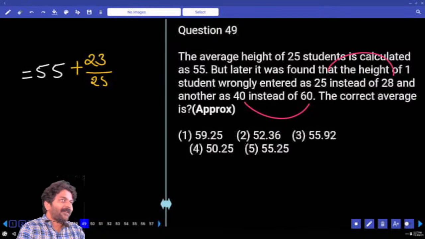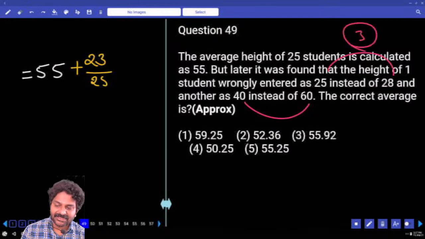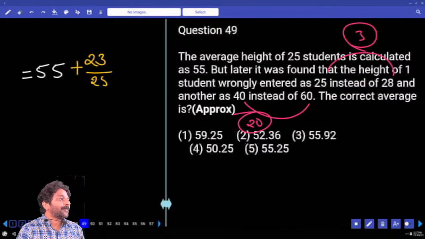Agreed? I have a doubt now. 23 is the difference we got from how many students? 3 difference here, 20 difference here. So total difference is 23. 23 difference is there from how many students? 2 students. So now to convert into average, do I really need to divide it with 25 or with 2? Why 25? Why not 2?